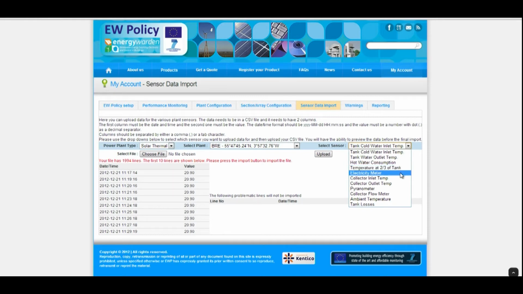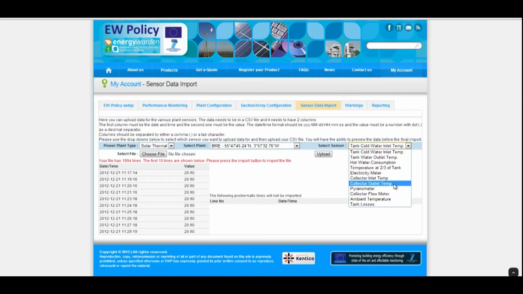Electricity meter sensor that measures the power consumption for heating up the water. This value is used for the calculation of the system utilization factor. Collector inlet temperature sensor measures the inlet temperature of the circulating water between collector and tank. It is used for the calculation of the collector efficiency and the system utilization factor.